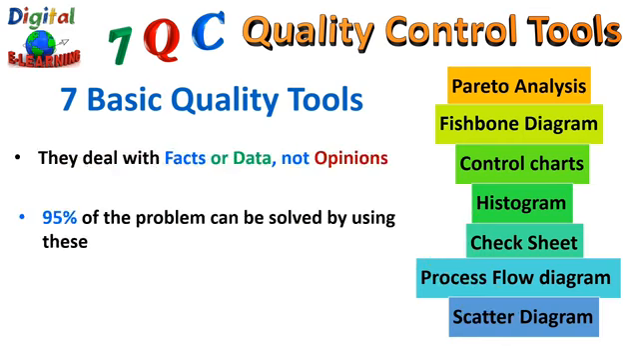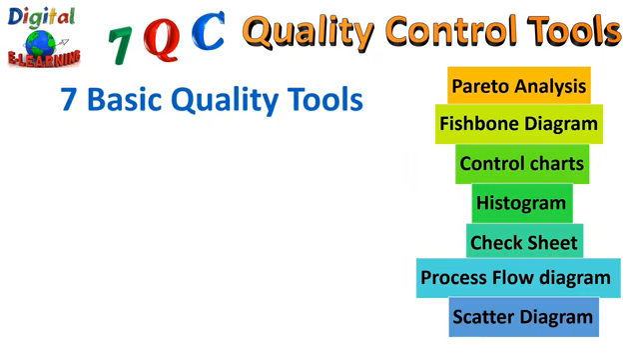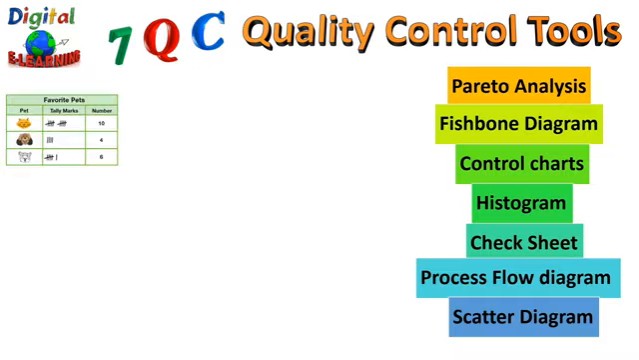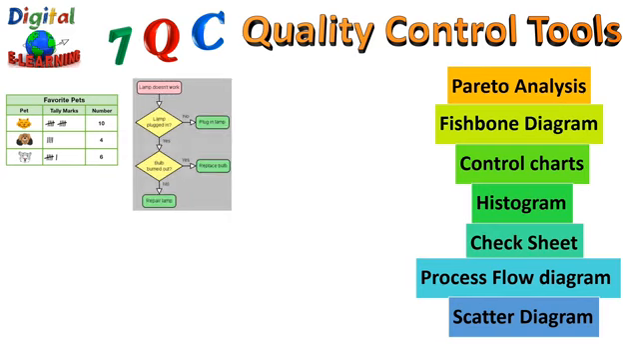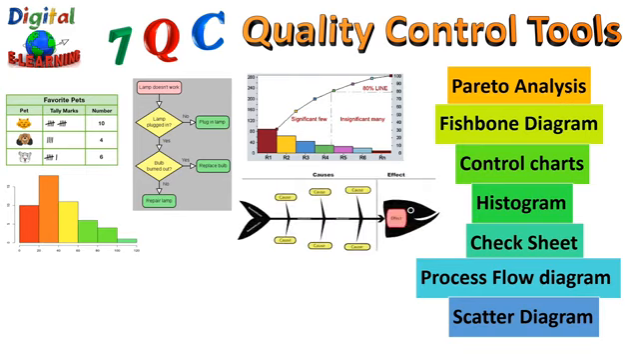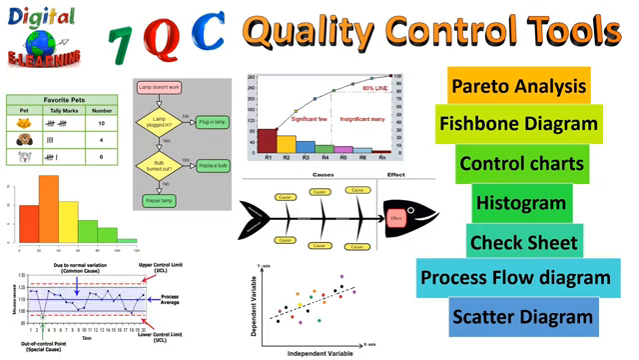It is said that 95% of the problems can be solved using these 7 basic QC tools. These tools are perfect for establishing a baseline, gaining consensus, deep diving into the root cause, and monitoring the effectiveness of implemented solutions. These tools have been used worldwide across companies, by managers at all levels and employees. Let us look at each one of them one by one.